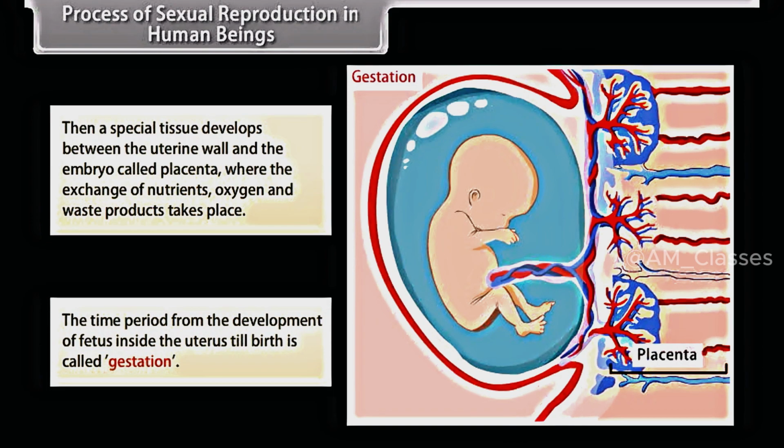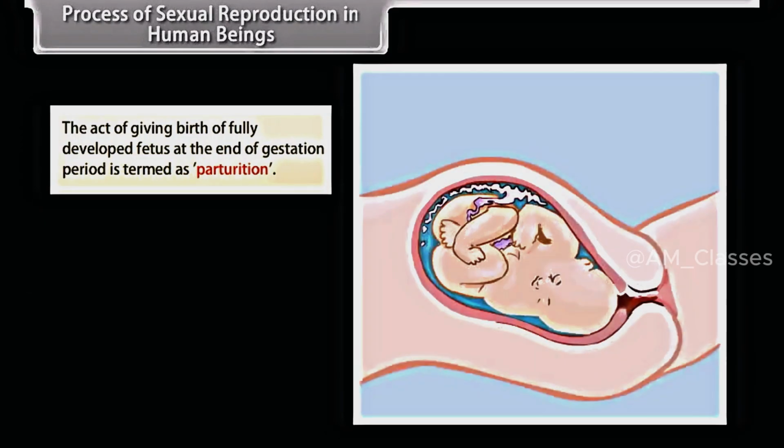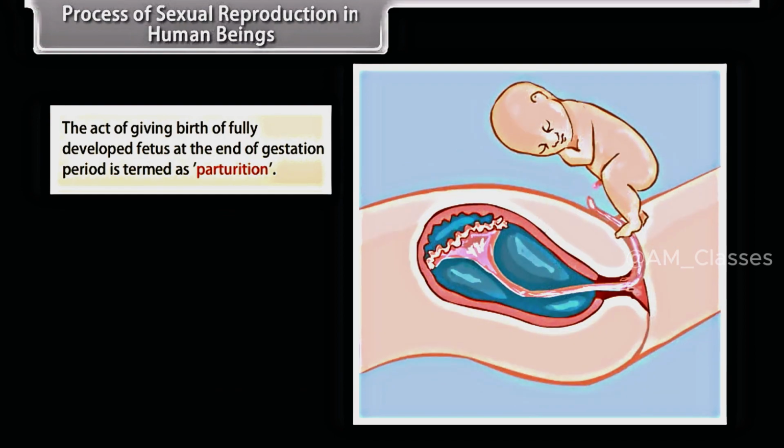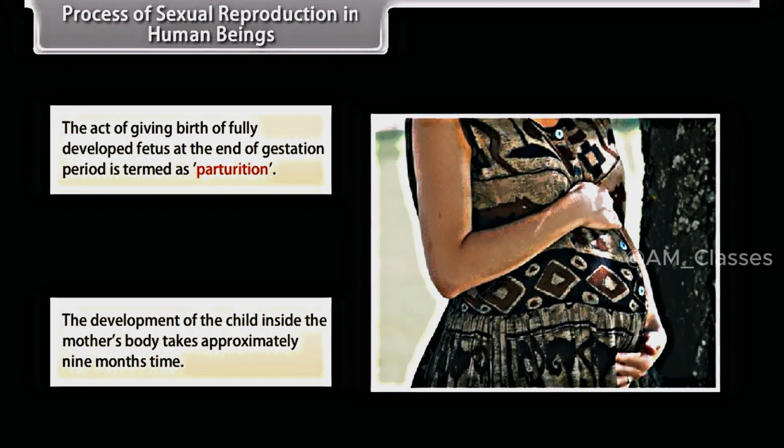The time period from the development of fetus inside the uterus till birth is called gestation. The act of giving birth to a fully developed fetus at the end of gestation period is termed as parturition. The development of the child inside the mother's body takes approximately 9 months' time.